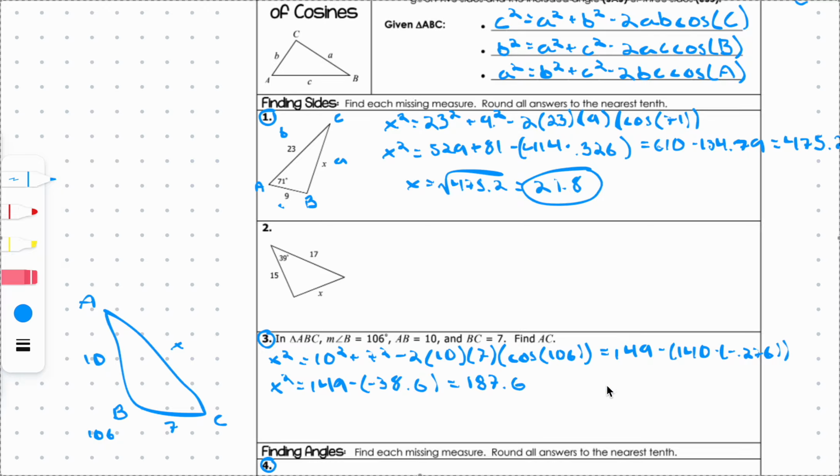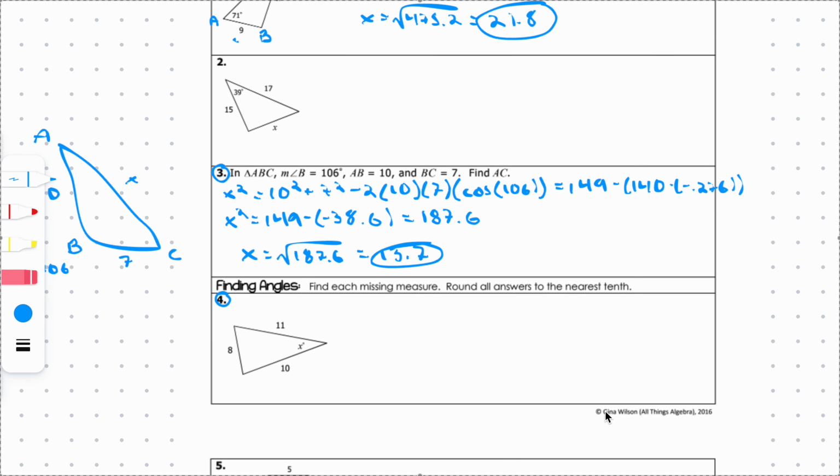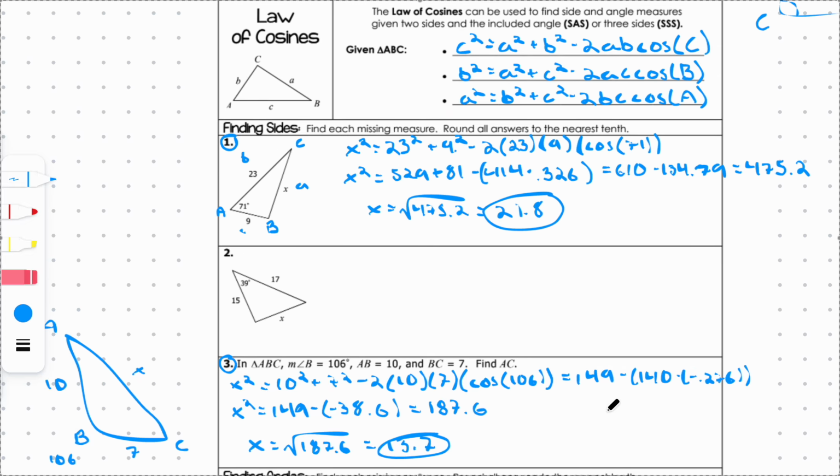And now, just like before, we take the square root. We say x equals the square root of 187.6. And that gives us a value around 13.7. And that's going to be our final answer. Okay? So that's how we apply law of cosines when we have two sides and an angle.